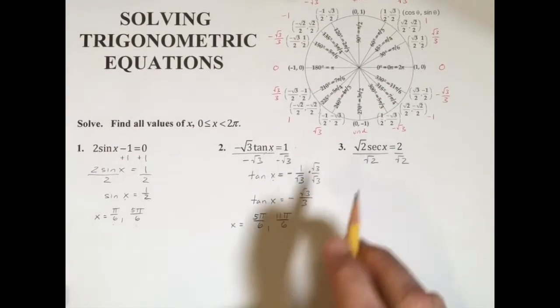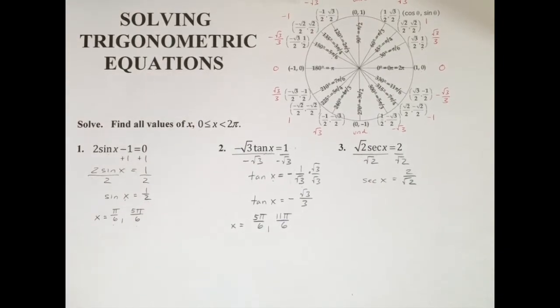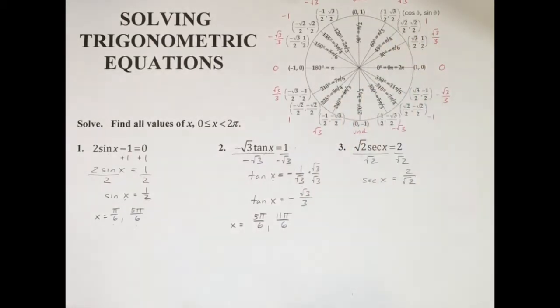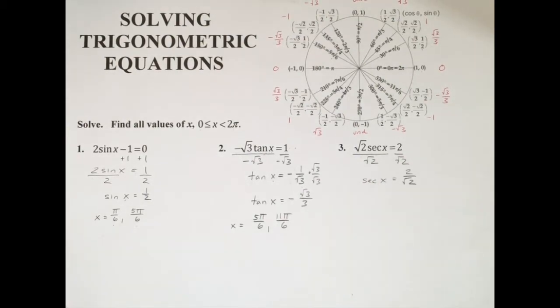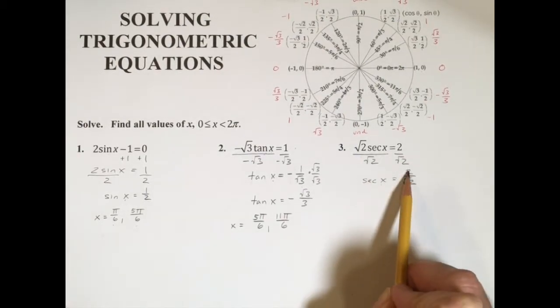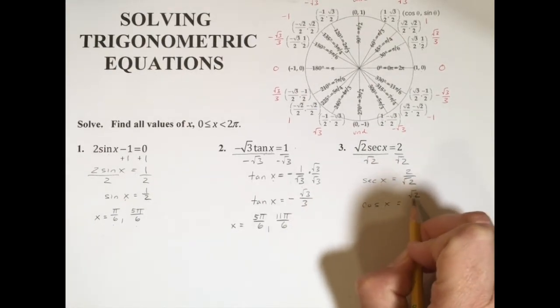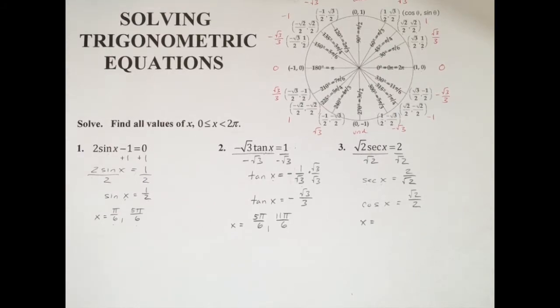These square root of 2's cancel out, so secant of x equals 2 over square root of 2. Now, the unit circle has our cosine values, our sine values, and we even added our tangent values, but it doesn't have secant values. Let me rewrite this. If secant of x is 2 over radical 2, then cosine of x is the reciprocal of that. Cosine of x is radical 2 over 2. So let's go look on the unit circle and find where cosine equals positive square root of 2 over 2.